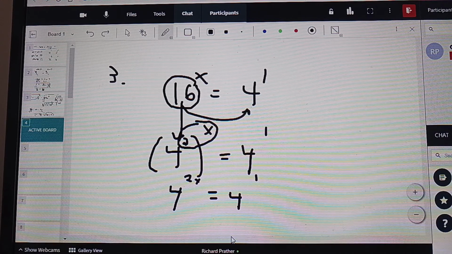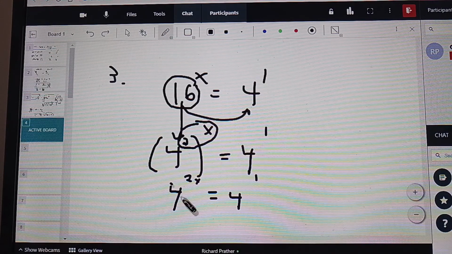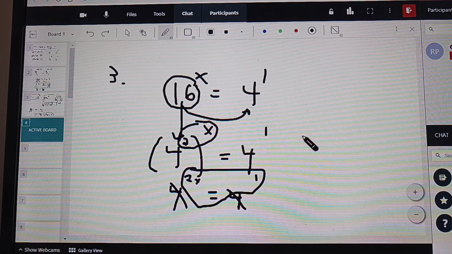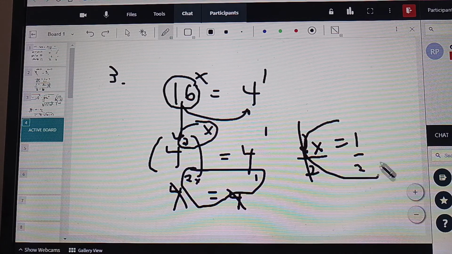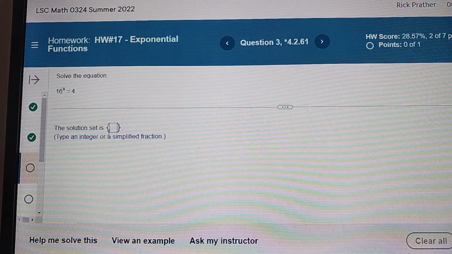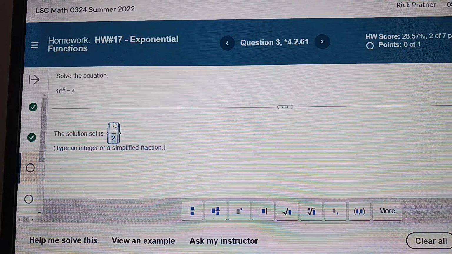So after these 2 steps, now I'm finally where number 1 started. And the bases cancel out because they're the same, and I've already gotten the exponents situated. So you're just left with this, 2x equals 1. Divide by 2, x is a half. One half, that's an integer or a simplified fraction.